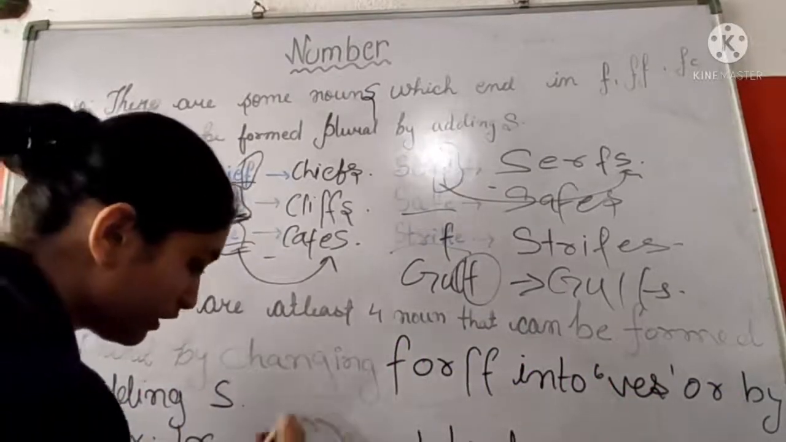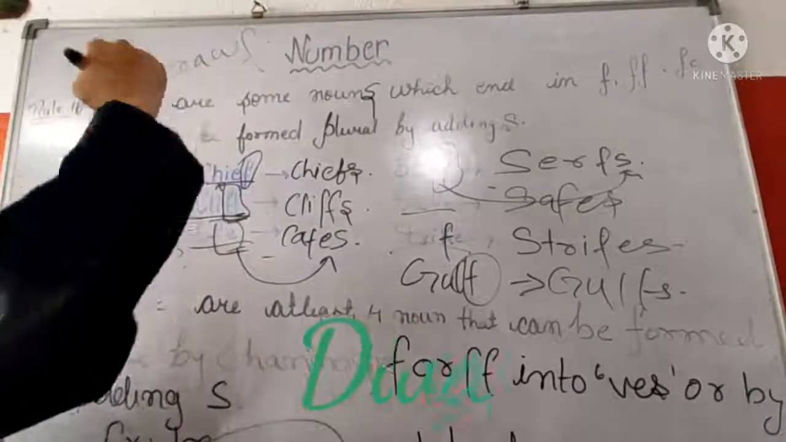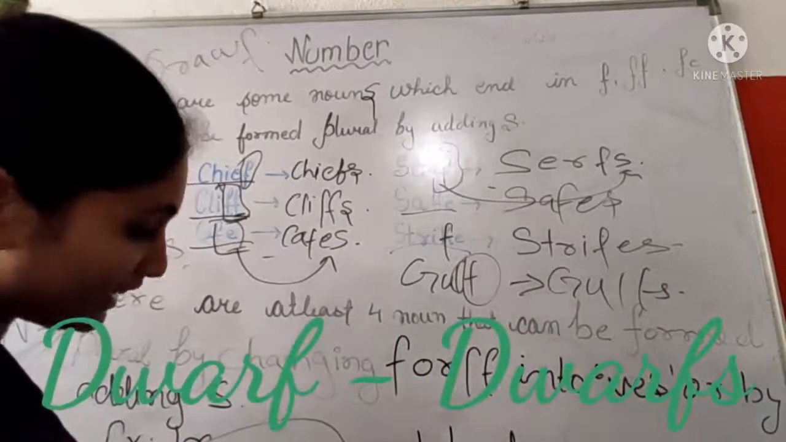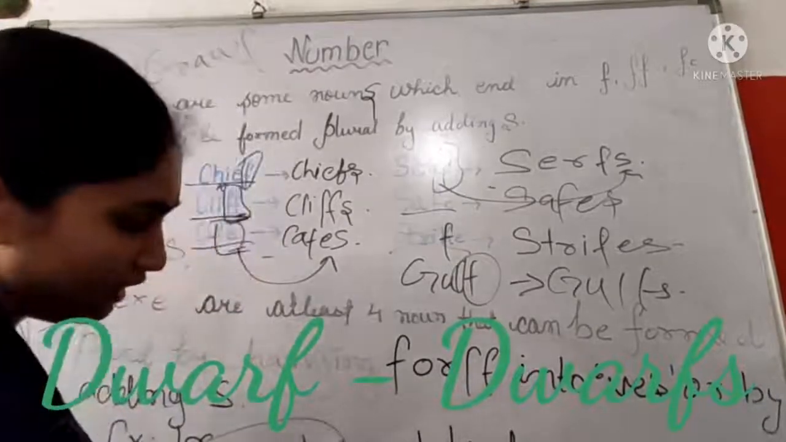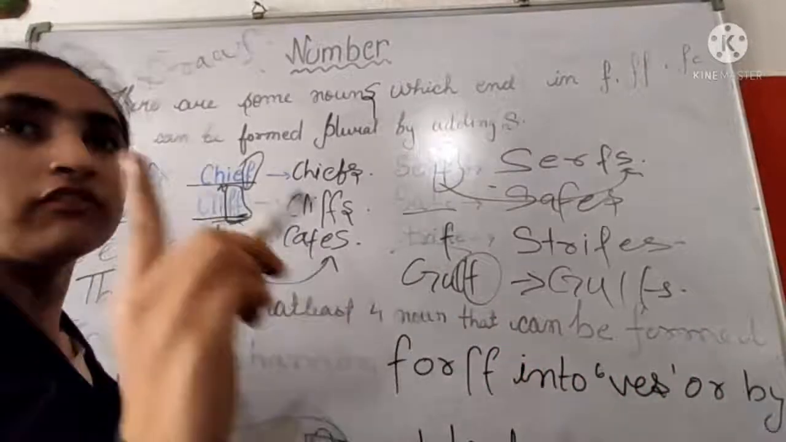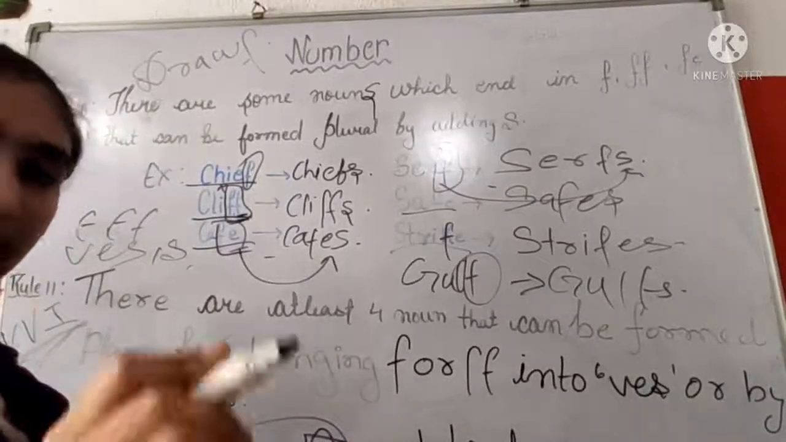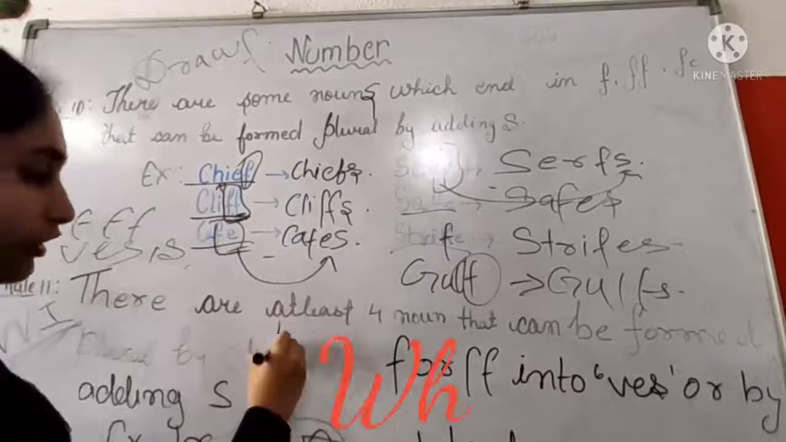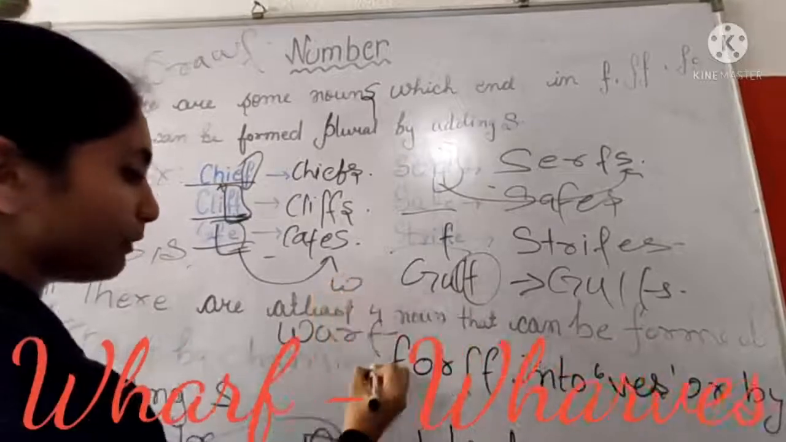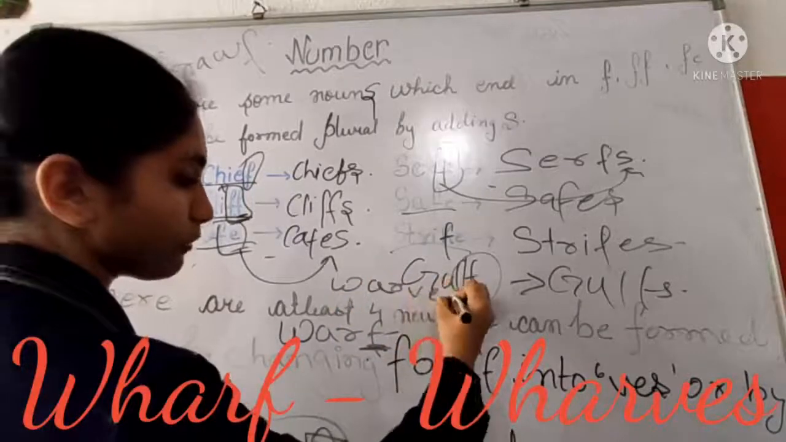Dwarf. What is the spelling of dwarf? D-W-A-R-F. Dwarf means a very short person. Okay. So here dwarf. You can see that I have only added s after F. So dwarf is that type of noun whose plural is formed by simply adding s to the F. Now again, wharf, W-H-A-R-F. In wharf we can replace F with VES. So it will become wharves.